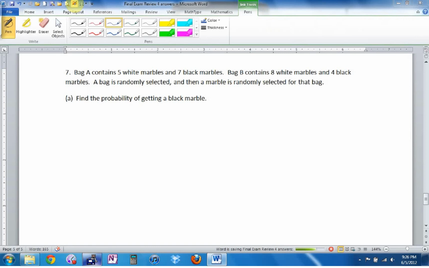Looks like there's 2 events. Pick a bag, pick a marble. 2 events, that's a tree. What's my tree going to look like? Well, I got to pick a bag. Bag A, bag B, 50-50. I could have had you roll a dice, and maybe if it was a 1 or a 2, pick bag A, which would make this a 2 out of 6 and a 4 out of 6, whatever.